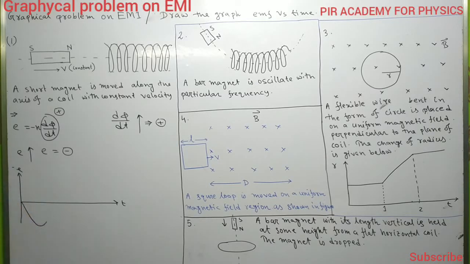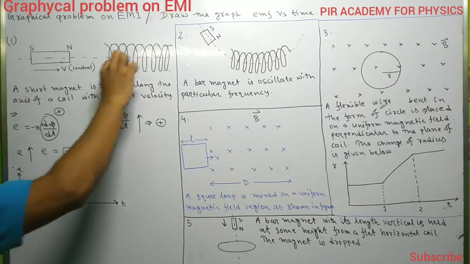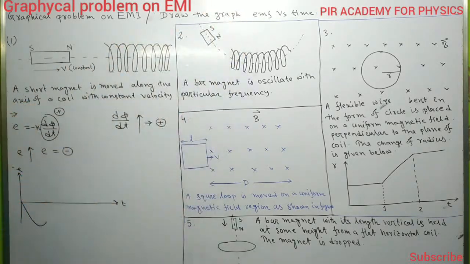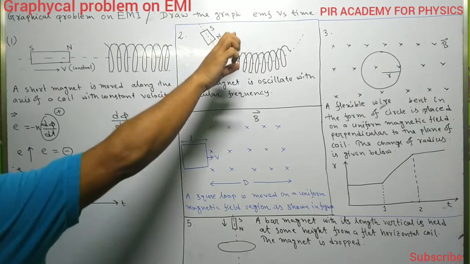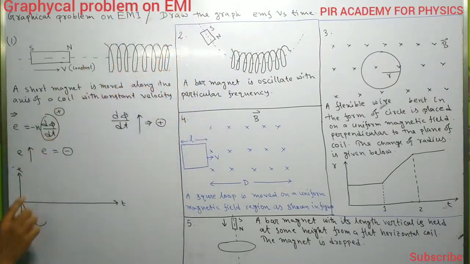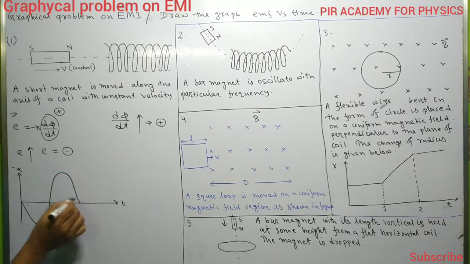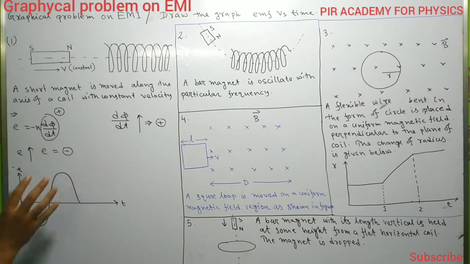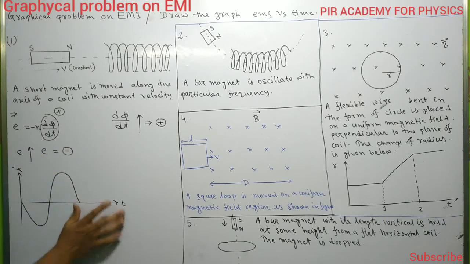this way. When this bar magnet passes through this coil to the opposite side, the polarity of the induced electromotive force must be reversed. So it changes in this way. This is the graph of electromotive force versus time in this situation.